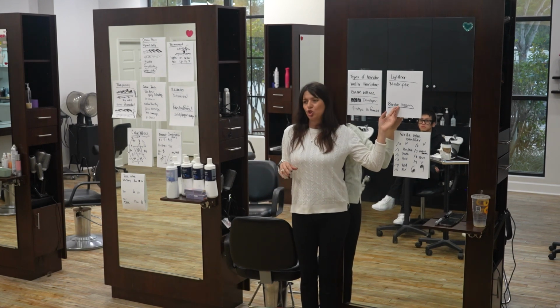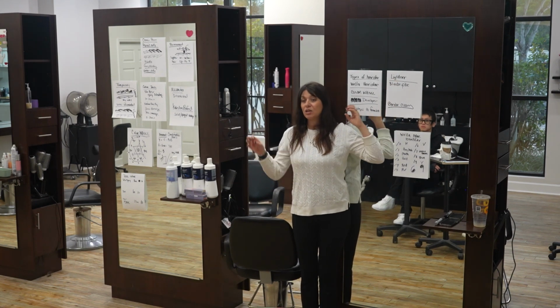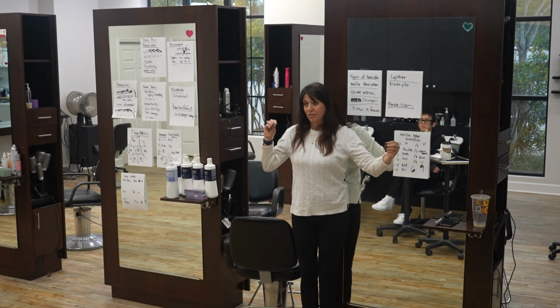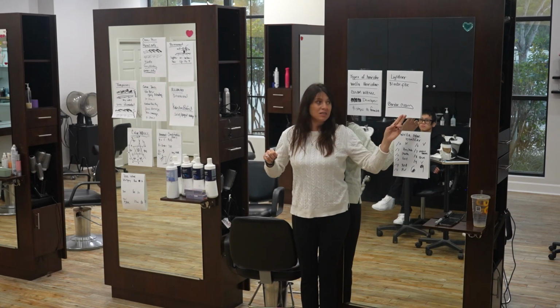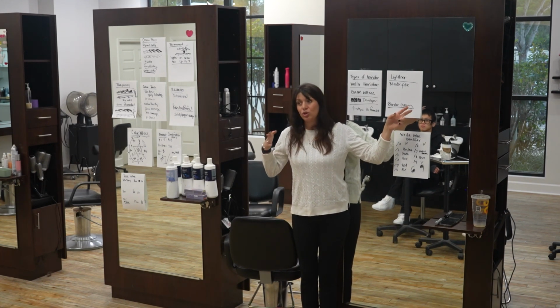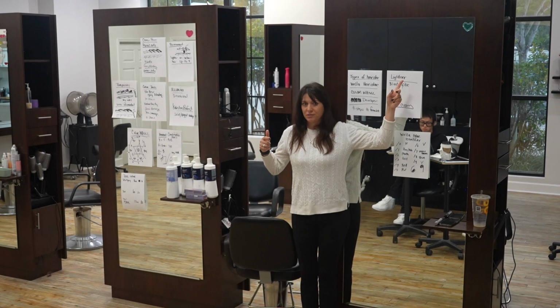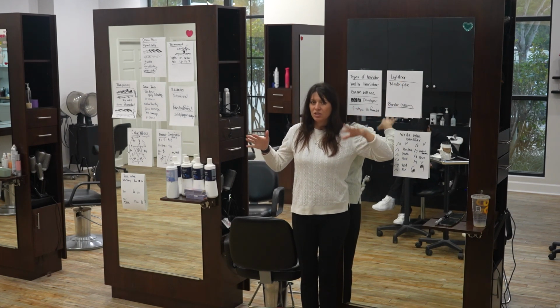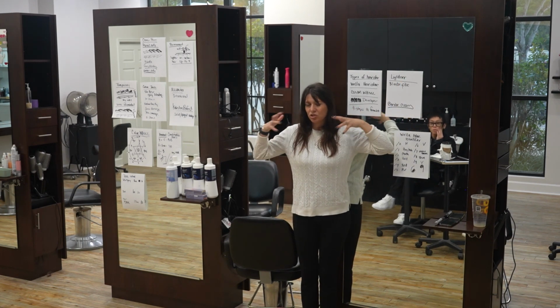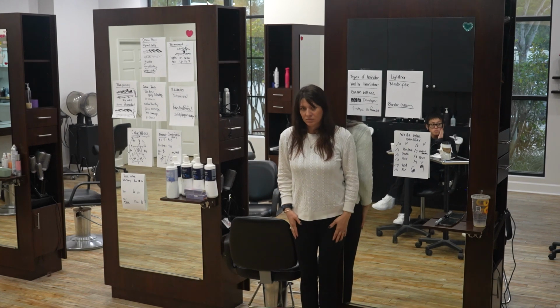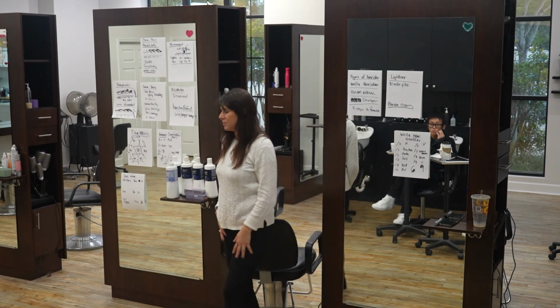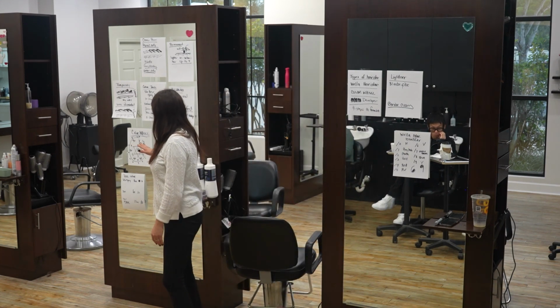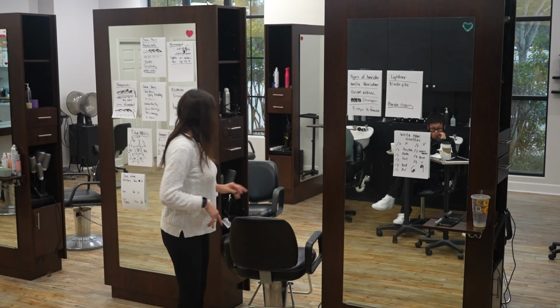This one has 2, this one has 7, just in comparison of strength. So lightening capabilities, this one only has 2, that one has 7. So it's not going to get you as light or as bright or as strong. Does that make sense? So they both mix with 10 through 40 volume.